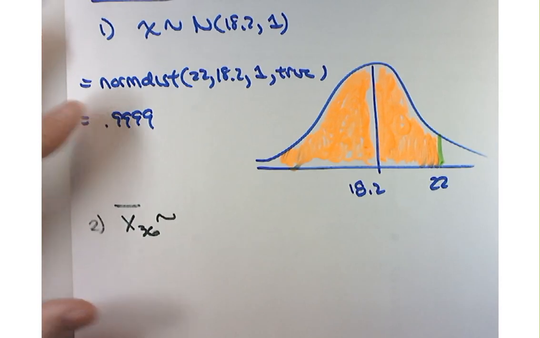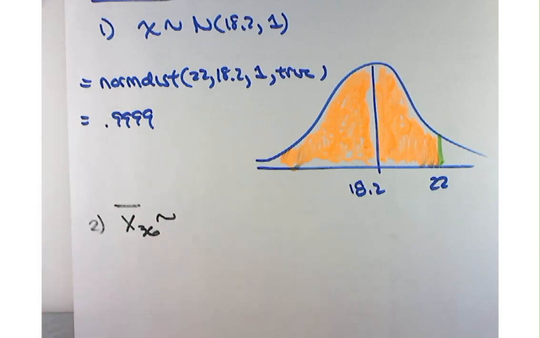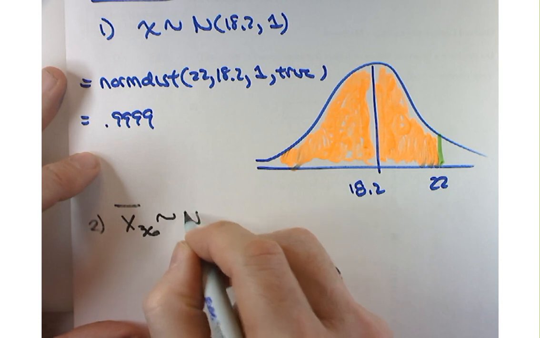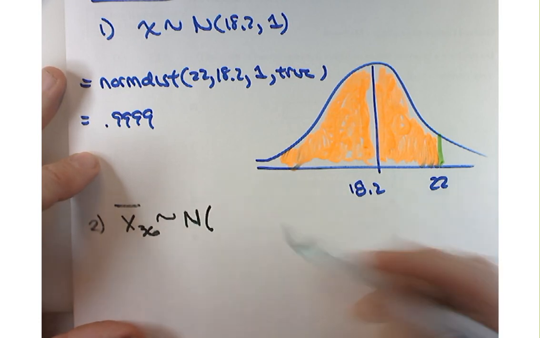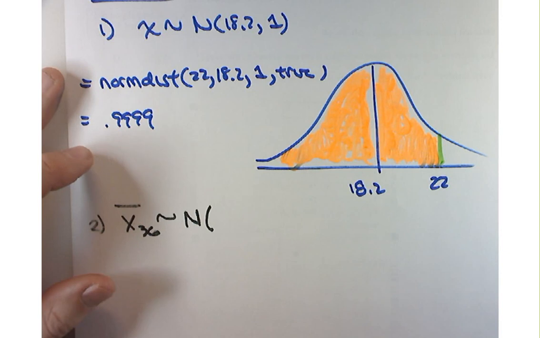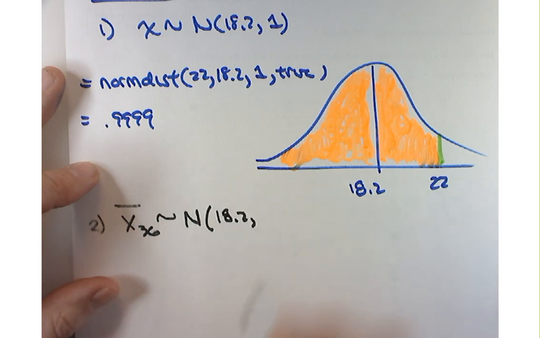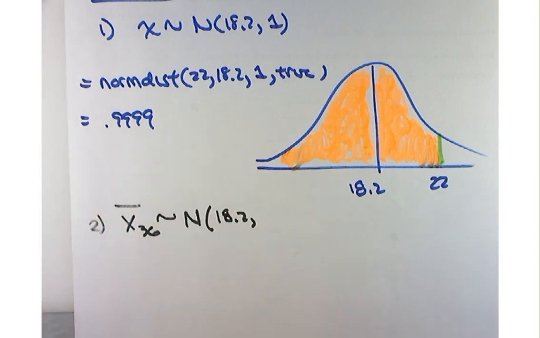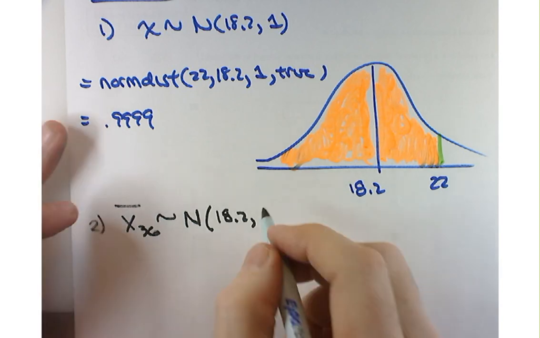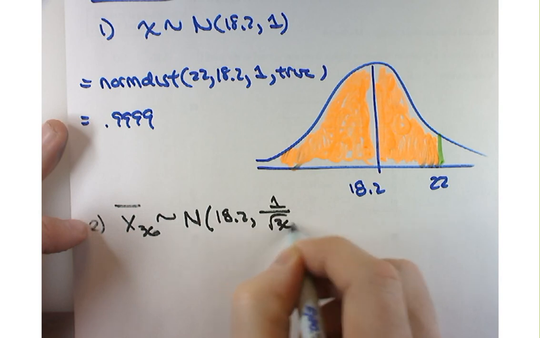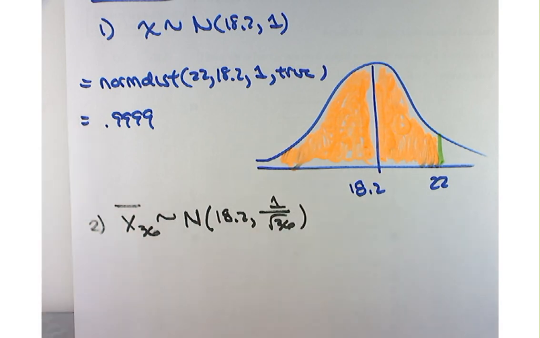There's three aspects of how this is going to be distributed. What's the first part of it? Yep, it's going to be normal. It's going to be normally distributed. Keep going, somebody else. What about the mean? The mean is going to be 18.2. And here's where all the money is. Grace, want to give that one? What's the standard deviation going to be? 1 over the square root of 36. Beautiful. 1 over the square root of 36.